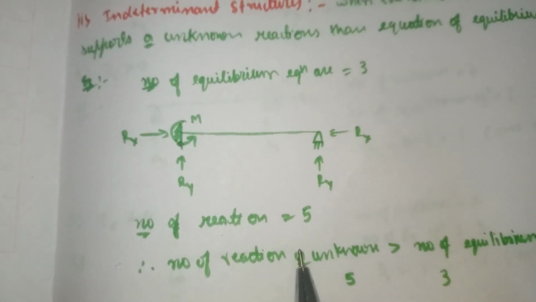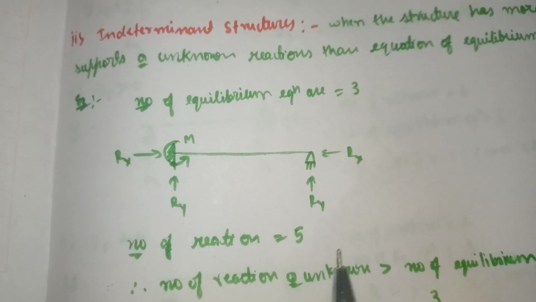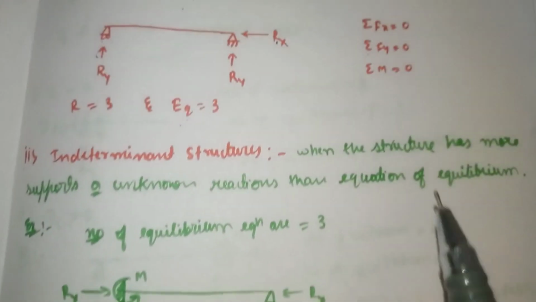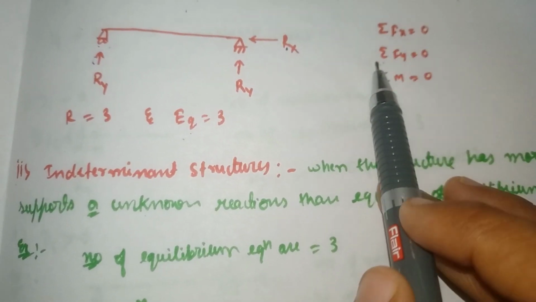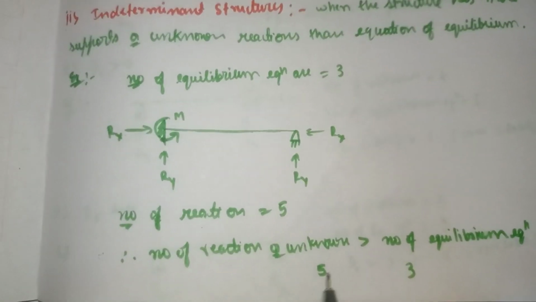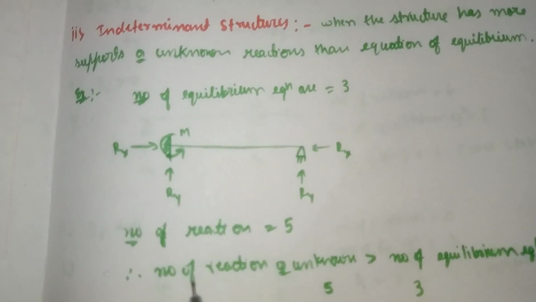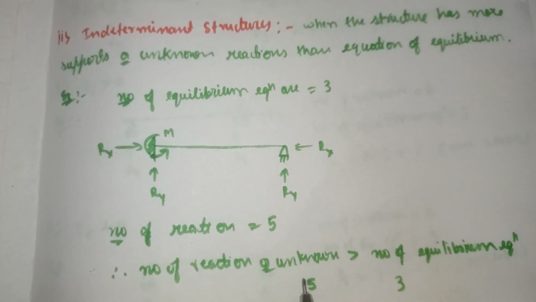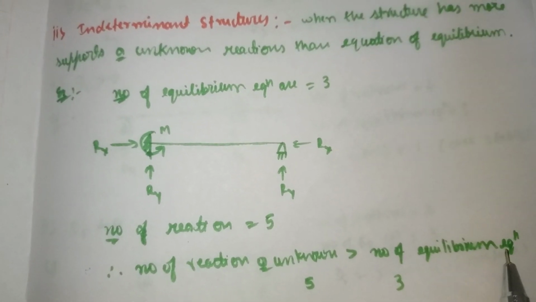So as I told, in 2D how many equilibrium equations are there? 3. That is summation of Fx, summation of Fy and summation of moment. 3 equilibrium equations. So our number of reactions or unknowns are 5. Then the number of equilibrium equations.